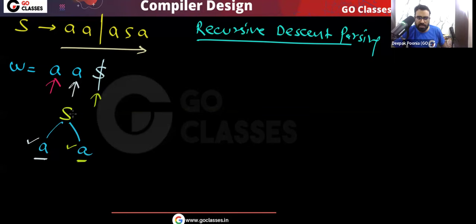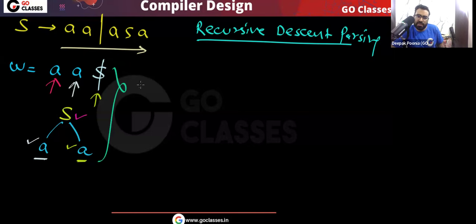And now notice one thing, that from this S's point of view, all its branches are successful. Basically, from this first S's point of view, this production has become successful. So this S will never try this other production. From this S's point of view, all its branches are successful, so this S will say that I am also successful because all my branches are successful. Now notice one thing, that here this starting S is successful, and the current input symbol is dollar.